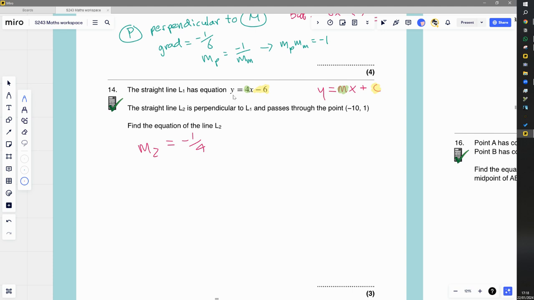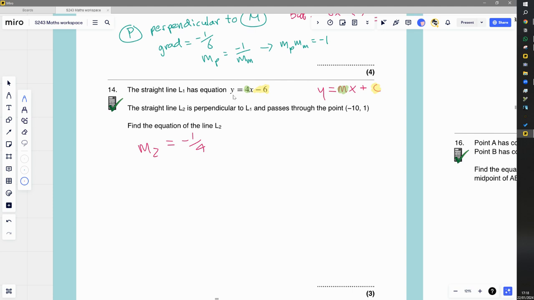L2 is perpendicular to L1. This is L1 here, the equation for L1. So L2 is perpendicular. This means that the gradient is a negative reciprocal. So the reciprocal of 4 would be 1/4. The negative reciprocal would be -1/4. So the gradient of L2 is -1/4.